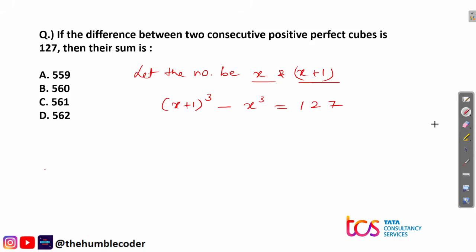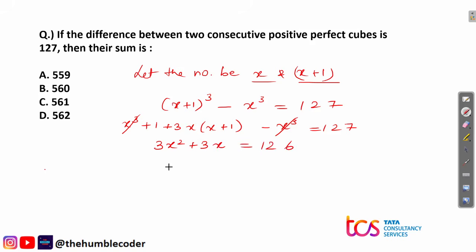I'll quickly solve this question just in case you do not know how to solve it. So (x plus 1) cube will give us x cube plus 1 plus 3x(x plus 1) minus x cube equals 127. Then we can cancel this and this, and we will have the equation 3x square plus 3x, and this one will go there and get subtracted, so 126. Again, we will take 3 common and send it there.